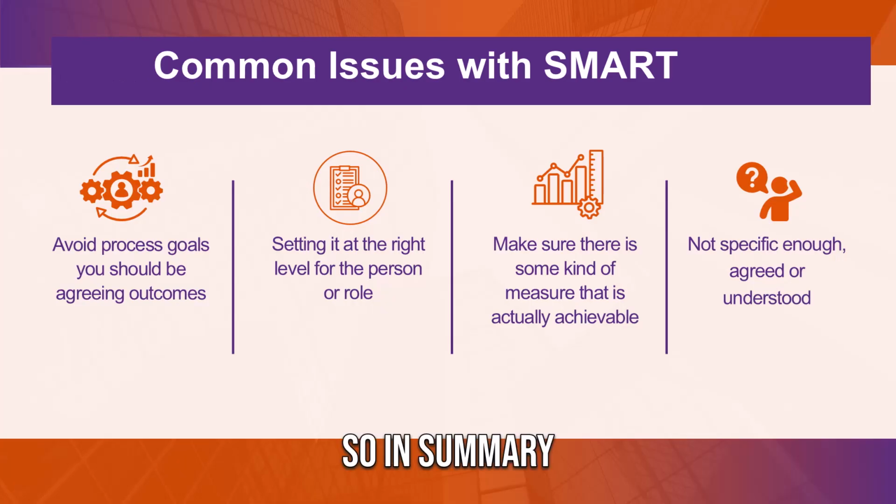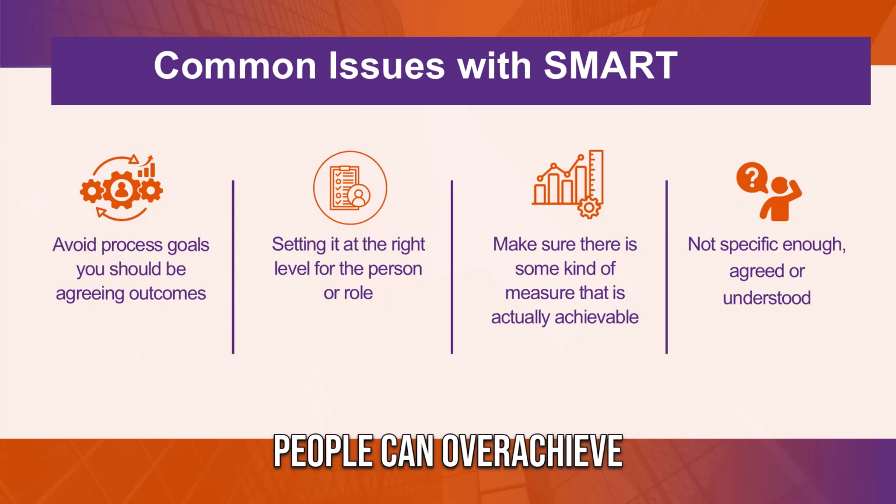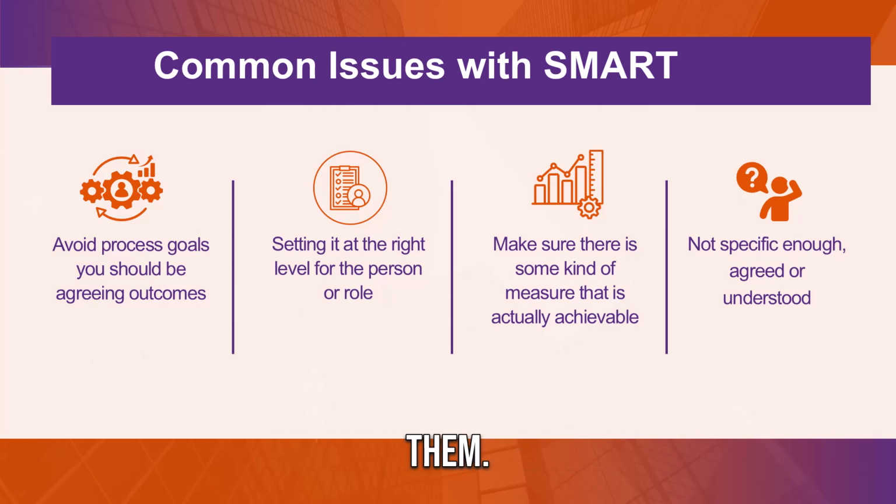So in summary, when writing smart objectives, avoid process goals and agree firm outcomes. Make sure the objective is at the right level for the person or role to be able to achieve it. If not, chunk it up or down. Use measures that are achievable so people can overachieve them. And finally, make sure your goal is explicit and specific so that it's clearly understood and it's agreed with the individual in question.